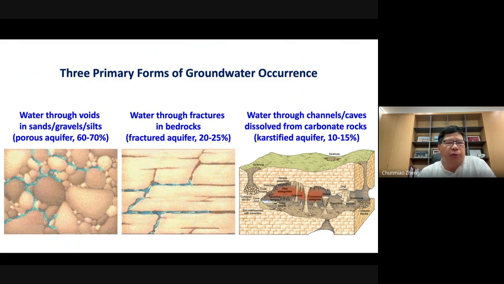There are three primary forms of groundwater occurrence. First, water through the voids in sands, gravels and silt, which we refer to as a porous aquifer, about 60 to 70% of all aquifers in the world. Then water through the fractures in bedrock, such as granite and basalt; about 20 to 25% of aquifers are fracture aquifers. And water through the channels and caves dissolved from carbonate rocks, which we refer to as a karstified aquifer, about 10 to 15% in the world.